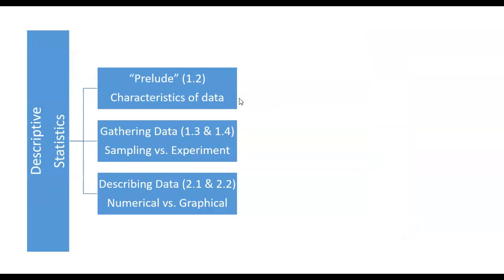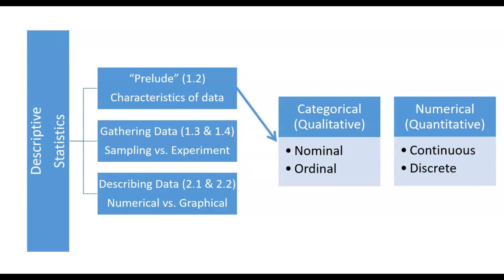So in descriptive statistics, what did we talk about? Well, in the prelude part, that is section 1.2, we saw that there are 2 ways of categorizing data in the course, either as categorical or qualitative variables, which have levels of measurement of nominal and ordinal, or numerical or quantitative variables, whose levels of measurement are continuous and discrete.